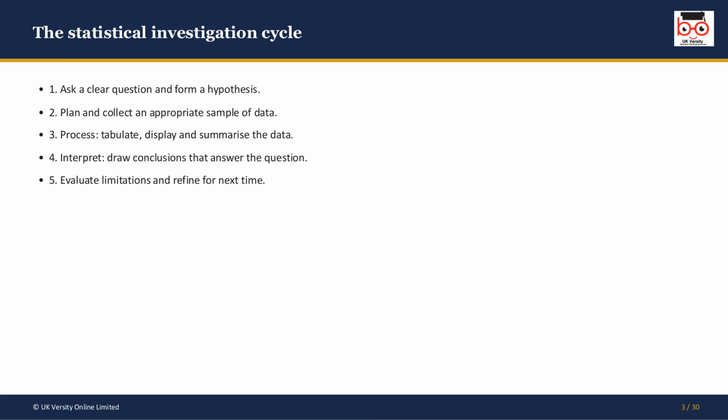First, you ask a clear question and form a hypothesis. Then you plan and collect an appropriate sample of data. Next comes processing, tabulating, displaying, and summarizing what you've gathered. After that, you interpret it, drawing conclusions that actually answer your question. And finally, you evaluate the limitations and refine your approach for next time.